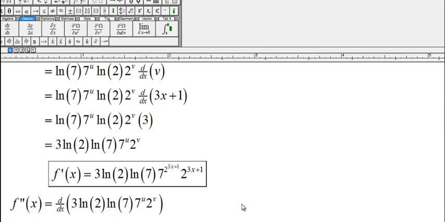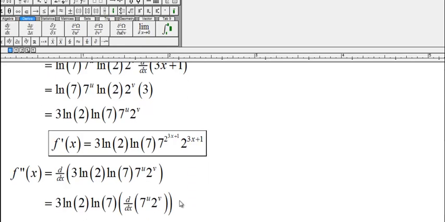Now for a second derivative, this gets a little more complicated. The first thing is the derivative of this. I'm just going to leave it in this form right here, 3 ln of 2 ln of 7 times 7 to the u times 2 to the v power, where the u and the v are the same substitutions as above. Now the first thing to notice is the 3 times ln of 2 times ln of 7 is actually all just a constant. So the first thing I'm going to do is just bring that out of the way.